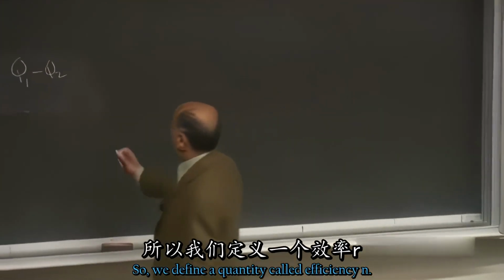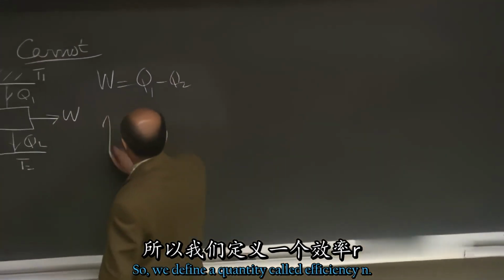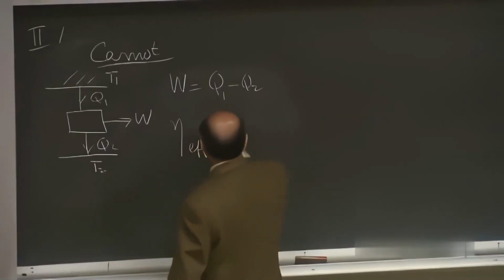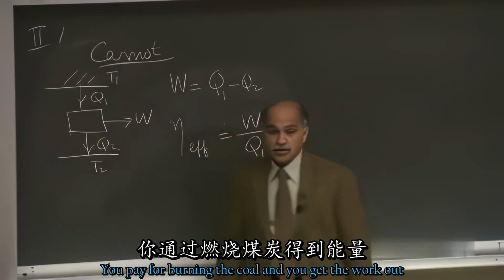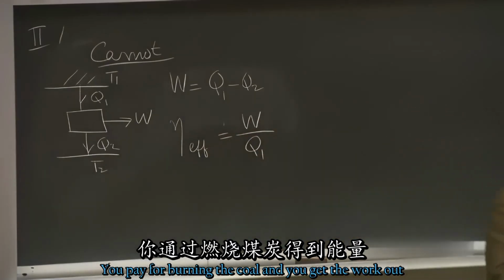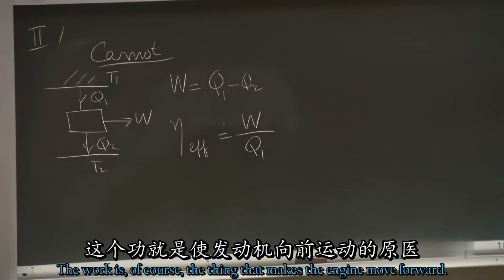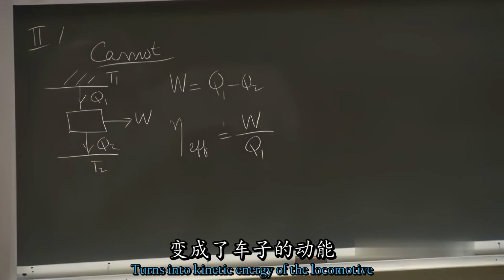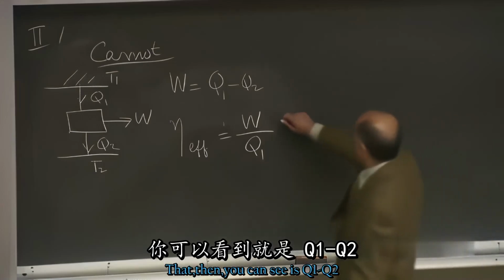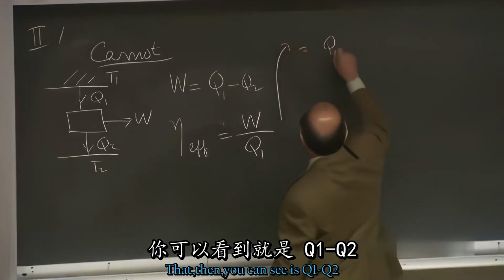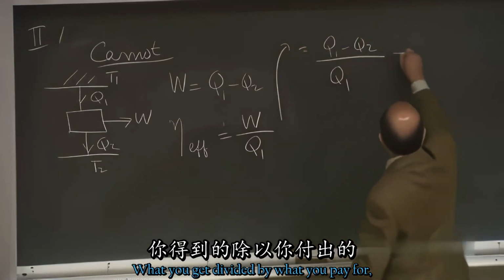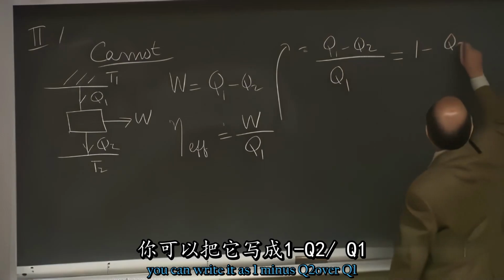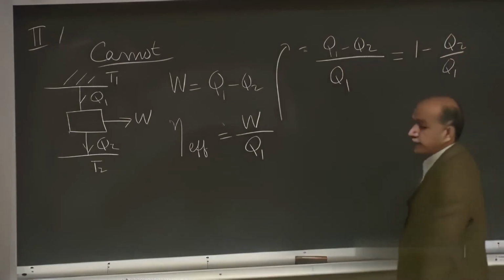So we define a quantity called efficiency, eta, which is what you get divided by what you pay for. You pay for burning the coal, and you get the work out. The work is, of course, the thing that makes the engine move forward, turns into kinetic energy of the locomotive. That then, you can see, is Q1 minus Q2. What you get divided by what you pay for, you can write as 1 minus Q2 over Q1.